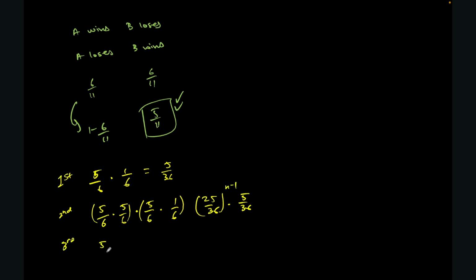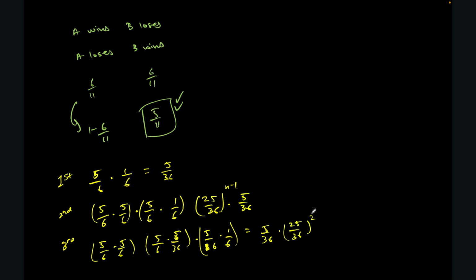Similarly, for the third, I'll just show it for the sake of showing it. Both fail the second time, and A fails the third time, but B makes it. So this is 5 by 36 times 25 by 36 raised to the power 2. Again, n minus 1, so 3 minus 1 is going to be 2. So now again, I can do sum to infinity. My first term will be 5 by 36, divided by 1 minus the common ratio, which is 25 by 36. This should give me 5 by 36 over 11 by 36. 36 cancels out, I'm left with 5 by 11.